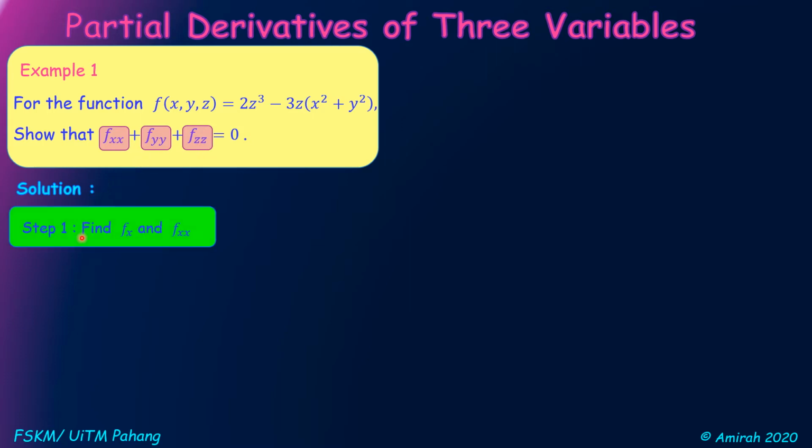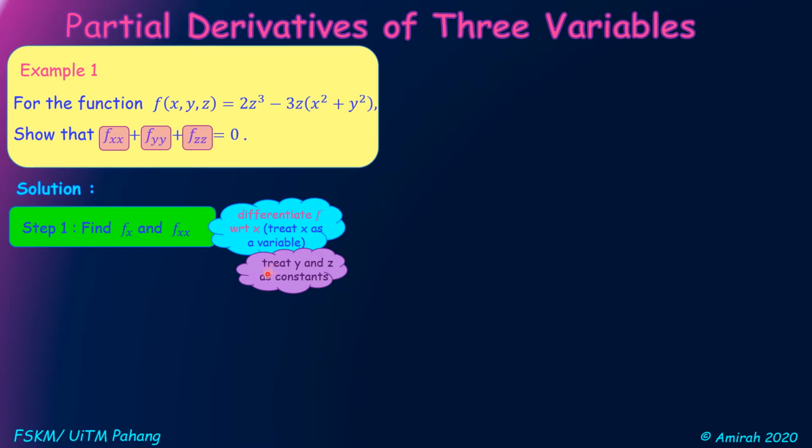So first step, we need to find fxx. But before we find fxx, we need to find fx first. Alright, fx means we differentiate f with respect to x. If we differentiate with respect to x, it means we treat x as a variable, and we treat y and z as constants. So to find fx, we differentiate f.